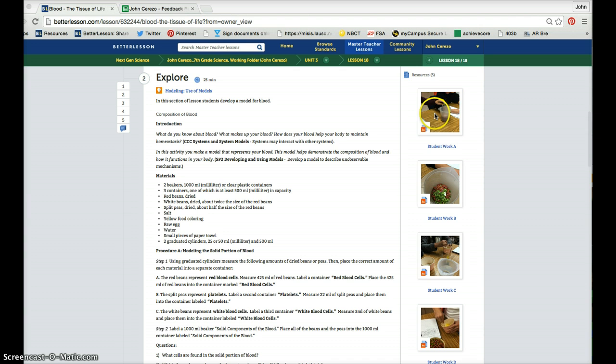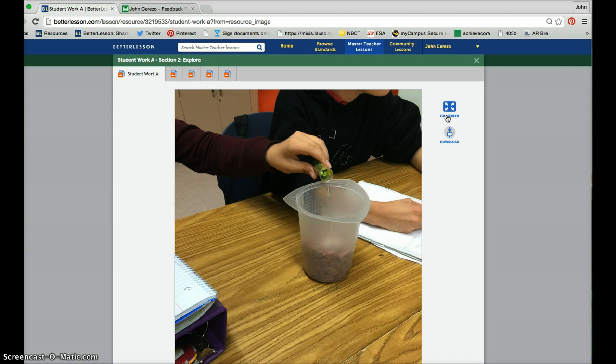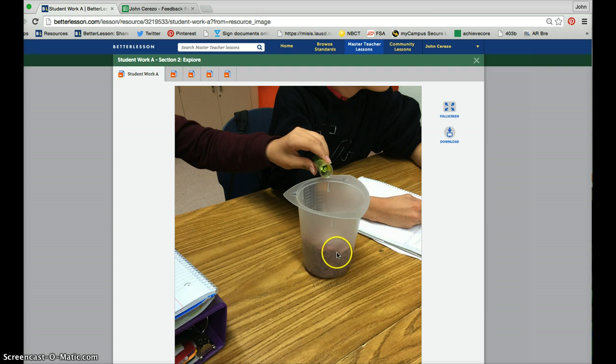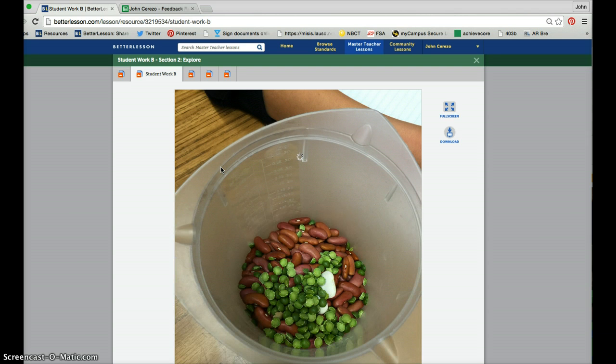This particular lesson, being able to use a model of the blood, in particular the components of blood, was great. As you can see here, students were using everyday things like red beans to represent red blood cells. So you have split green peas to represent platelets. Students were able to visually see the representation and proportion of red to peas and to white blood cells.